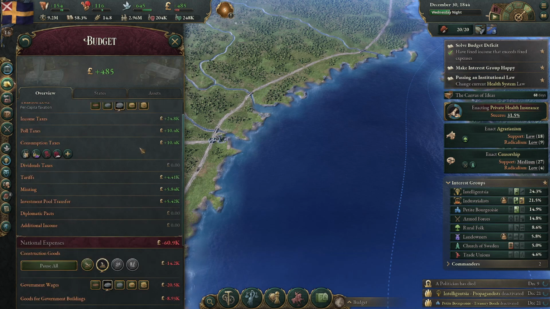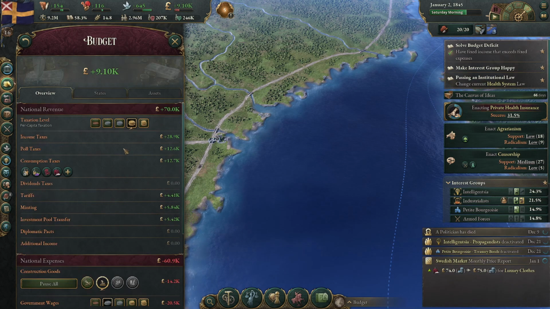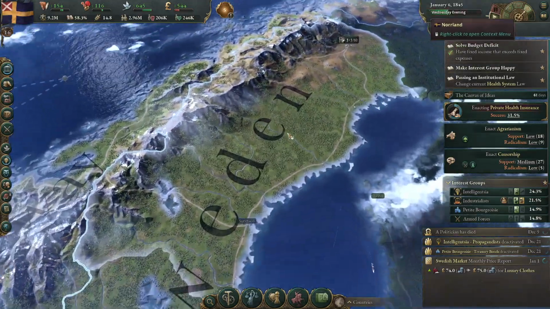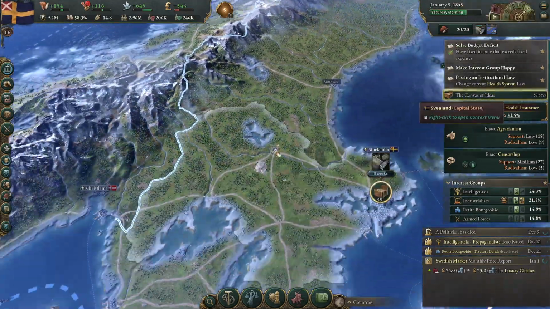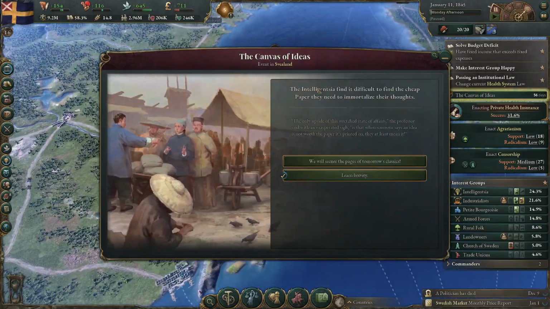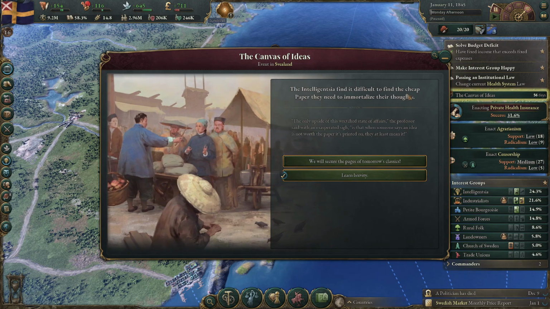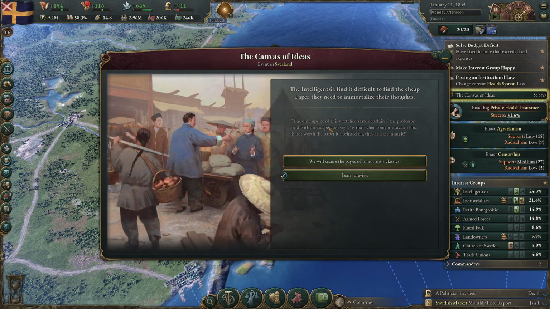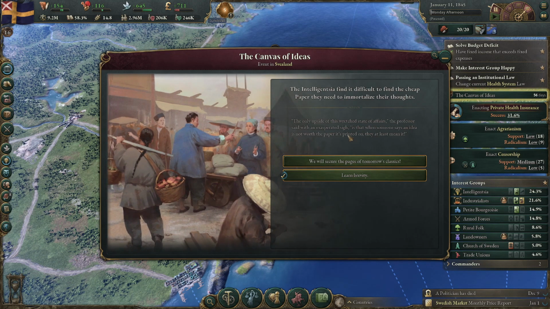I mean, actually making a fortune there. I think this is part of the learning process. You've got to run an experiment and see how things go, right? What we got here, the canvas of ideas. The intelligentsia find it difficult to find the cheap paper they need to immortalize their thoughts. Paper import to the Journal of Sweden.